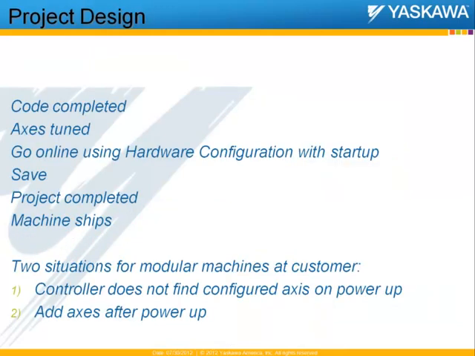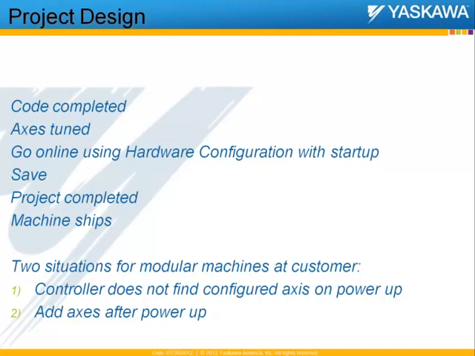Typically, once the code is completed, all the servo pack parameters are saved into the project, and the project is completed and the machine is shipped. There are two situations that generally come up when we talk or think about modular machines at a customer. First of all, let's say the customer does not use all the axes that are on the machine. The controller, when it powers up, does not find some of the configured axes during power up. So that is one scenario that can happen.